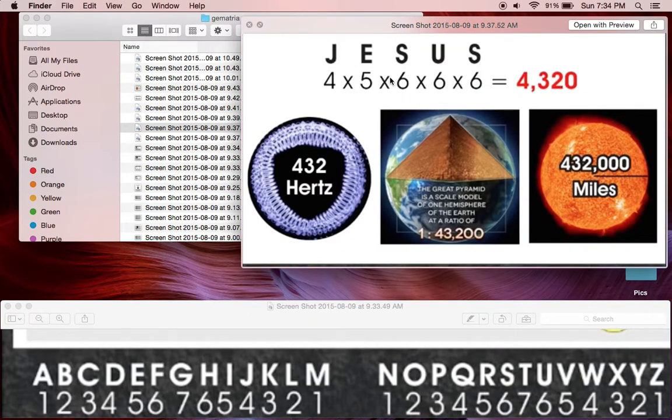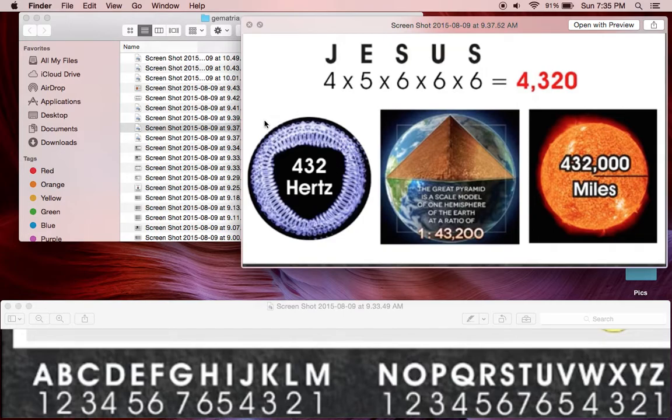Jesus, you multiply its numbers, it's 4320, 432. The sun's radius is 432,000 miles. And you know how music is all in 441 hertz right now? 432 is the original law of nature.